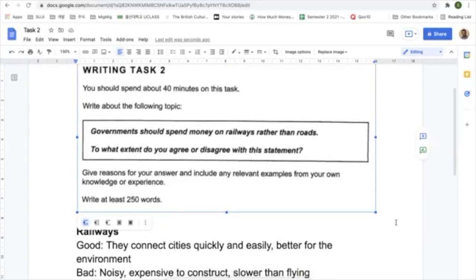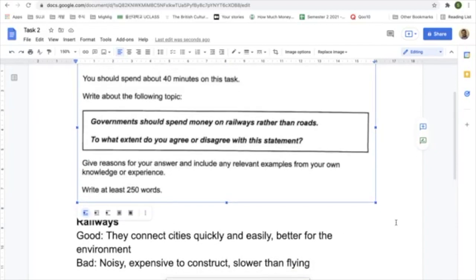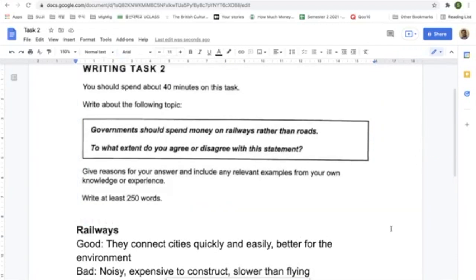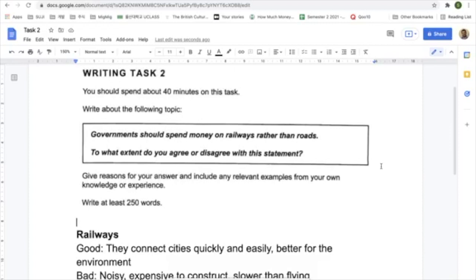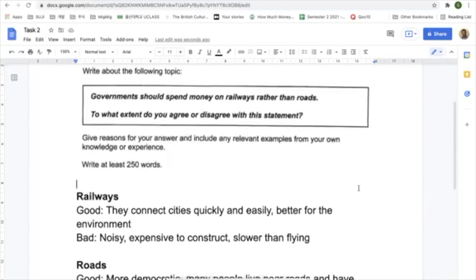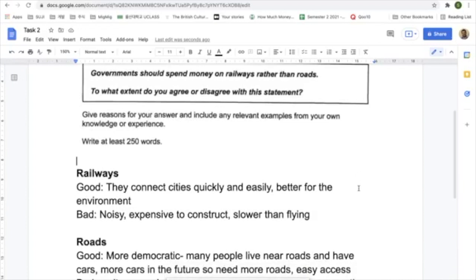What do we have to do first when we write an IELTS essay? After we've done our brainstorming, after we come up with our ideas, what do we do next? We write our introduction. Okay. Writing the introduction is easy because all you need to do is paraphrase the question. To make a good IELTS Task 2 essay introduction, you must paraphrase the question. Governments should spend money on railways rather than roads. When I say paraphrase, I mean write the same thing in a different way.